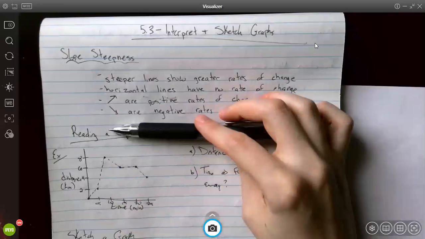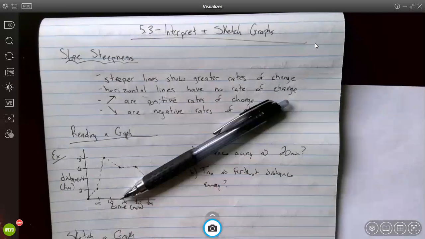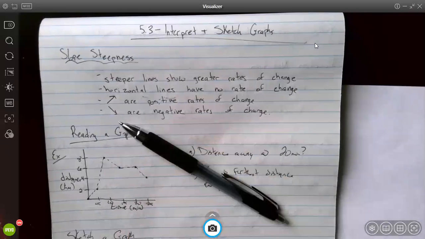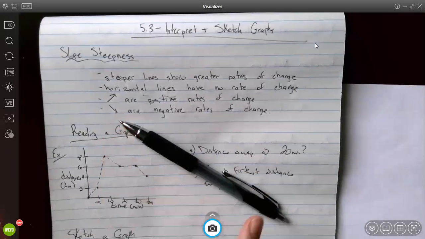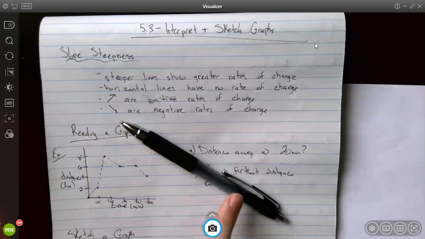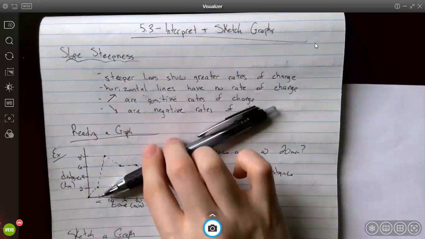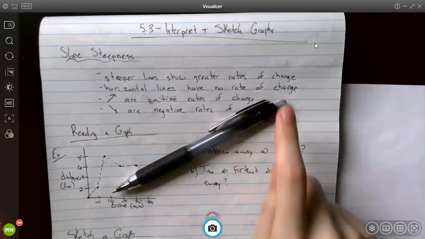Horizontal lines, those are lines that are completely flat, have no rate of change. If a line is angled upwards like this, that is a positive rate of change. If it is angled downwards like this, that is a negative rate of change. We always read a line from left to right, the same way you read a sentence. So if you start on the left and go right and it's going down, that's negative. If you start on the left and go right and it's going upwards, that's positive.